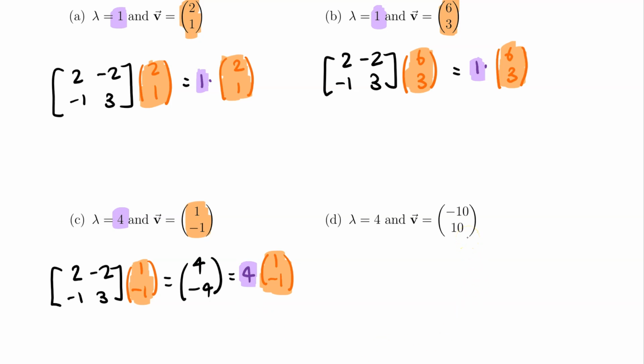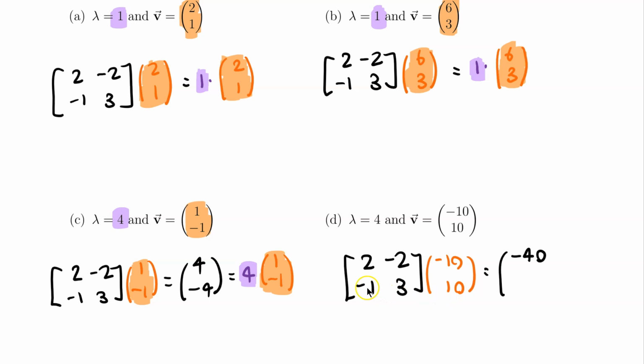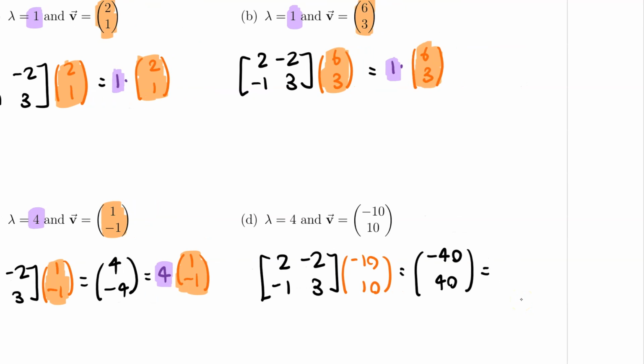Now let's try again, but my vector this time is -10, 10. I'm going to multiply this matrix by the vector -10, 10, and let's see what we get. I have -20 minus another 20, so that's -40. Then I have -1 times -10, which is a 10, plus 30, and that's going to be 40. Once again, I don't get the same vector, but what we have here is just 4 times the vector from earlier. It's 4 times -10, 10.